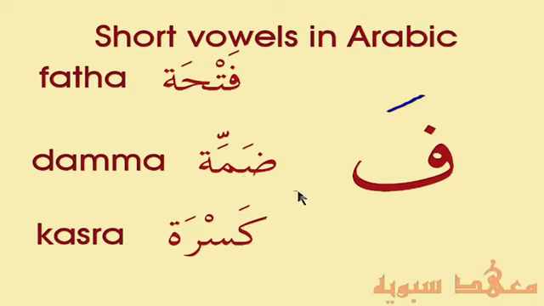The dhamma will be as follows. It's like a small waw. And we have the kasra, which is like a fatha but on the bottom. So let's assume that this is the line where we write. The fatha would be on top of the letter, dhamma would be on top as well, and kasra would be on the bottom. So fatha, dhamma, kasra. That's just the terminology, and inshallah we'll find out how they're actually pronounced.